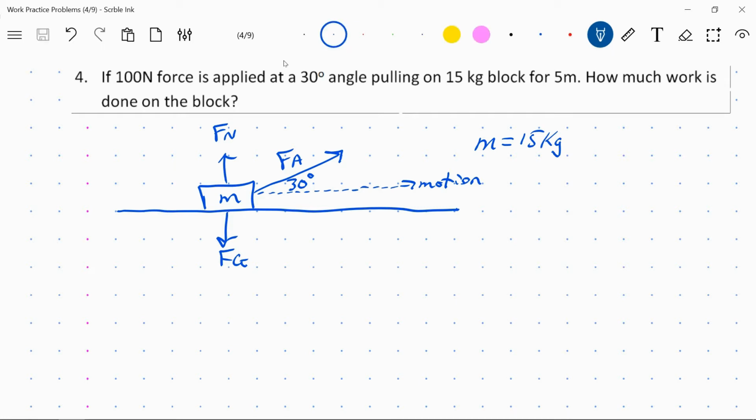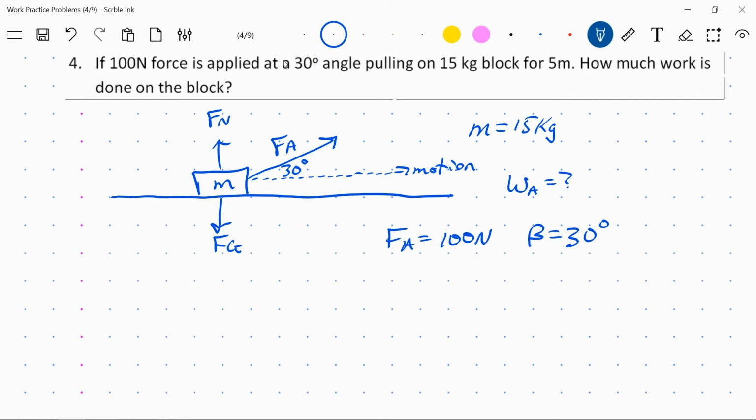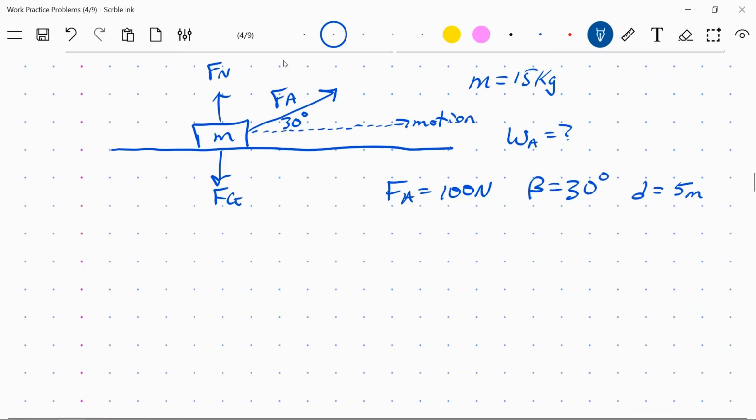Okay, so how much work is done on the block, again, by the applied force? I think that's the intent here. So the work done by the applied force is what we're looking for. We're not going to need the mass here, to tell you the truth. The force applied is 100 newtons, beta is 30 degrees, and it's going to be pulled a distance of 5 meters. How much work is done on the block by the applied force, again, is my understanding.